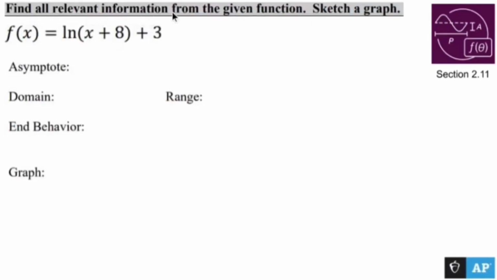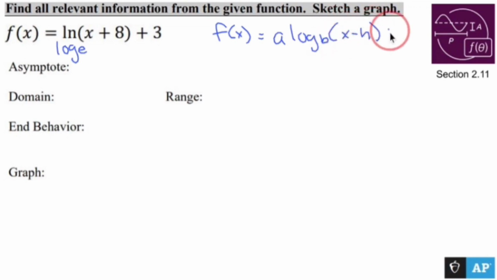Find all relevant information from the given function, sketch the graph. Now, I have f of x equals ln of (x plus 8) plus 3. Those of you who watch all of my videos know that if I'm graphing a log, and yes, this is a log because ln is log base e, I'm going to compare it to f of x equals a, which gives me a vertical stretch or compression, times log base b, which is my base but also deals with a horizontal stretch or dilation, or shrink, of (x minus h) plus k.